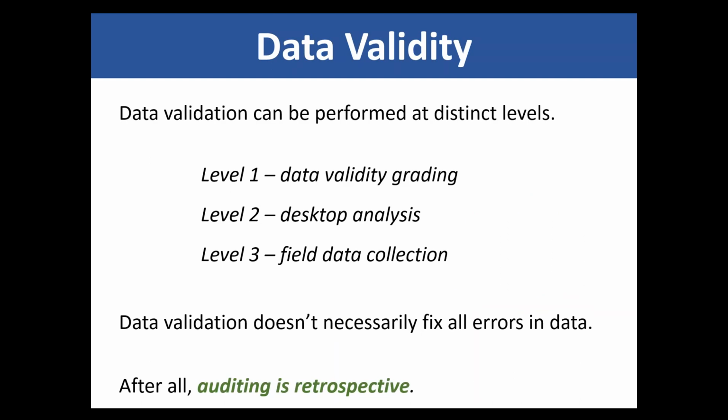Data validation can happen at one of three levels. There's some research being published this fall by the Water Research Foundation that elucidates this a little more, but you can perform data validation with different levels of rigor depending on what your goals are. If you just want a cursory check on your audit, that would be considered a level 1 validation, where you focus on really getting those data validity grades right and looking at your performance indicators for believability or feasibility.